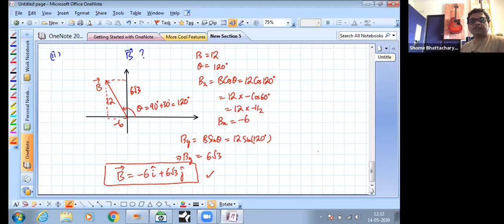Yes, Ritika, it is correct. Answer for D is correct. Ritika, have you done the C part? Okay. Try this part C also, Ritika, but your answer for D is correct.